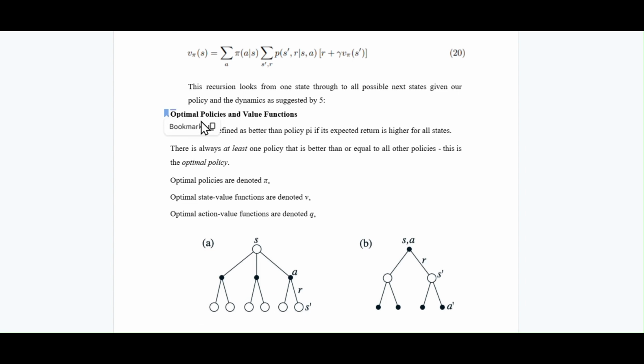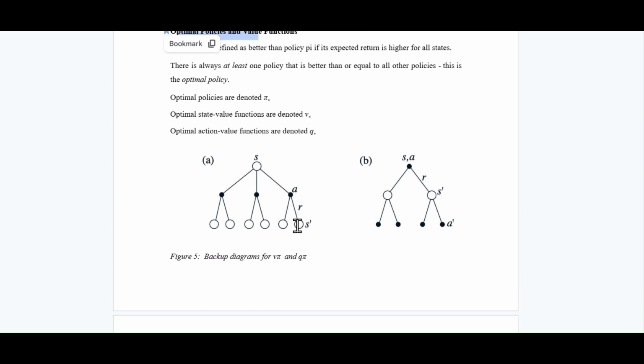When we discuss optimal policies and value functions, an optimal policy is nothing but a policy that maximizes the expected returns or expected cumulative reward for all the states, whereas the optimal state value function is denoted by V star, which estimates the maximum expected future rewards given a state, and the optimal action value function is denoted by Q star, which estimates the maximum expected future rewards given a state and an action.